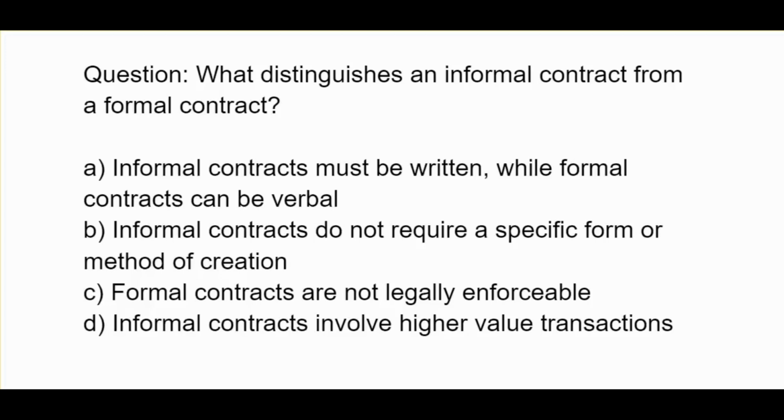What distinguishes an informal contract from a formal contract? A, an informal contract must be written while formal contracts can be verbal. B, informal contracts do not require a specific form or method of creation. C, formal contracts are not legally enforceable. D, informal contracts involve higher value transactions.